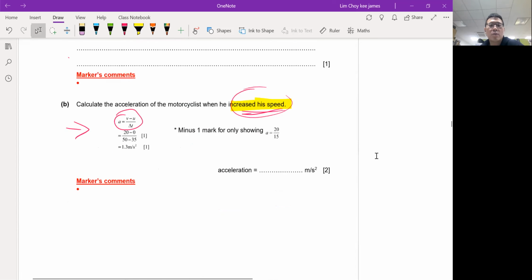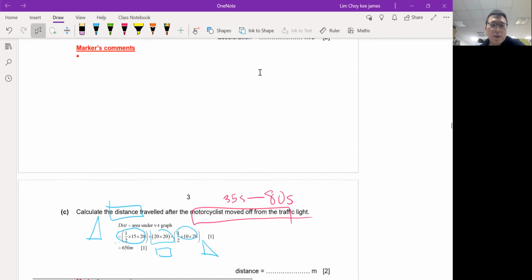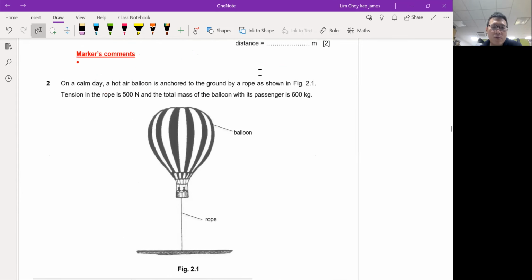And why this particular shape? Because the question says move off. I move off from the traffic light, and it will be from time 35. So you have to read the question carefully. There's a bit of analysis looking into it.